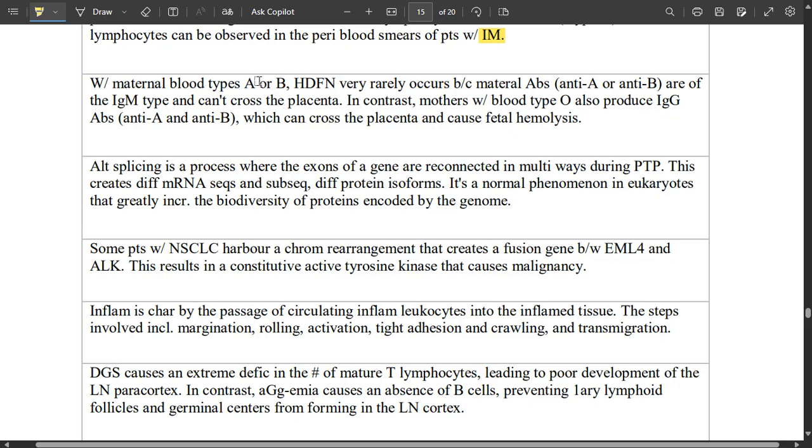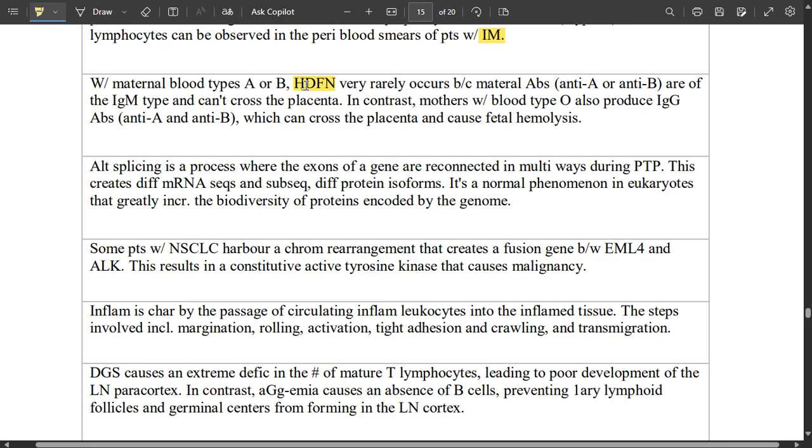Alright, so with maternal blood types A or B, what is SDFN? I think it's hydrops fetalis. No. I know what SDFN is, but I cannot say its full form now. It very rarely occurs because maternal antibodies anti-A or anti-B are of the IgM type and can't cross the placenta. In contrast, mothers with blood group O also produce IgG antibodies, anti-A and anti-B, which can cross the placenta and cause fetal hemolysis, thus causing hydrops fetalis.